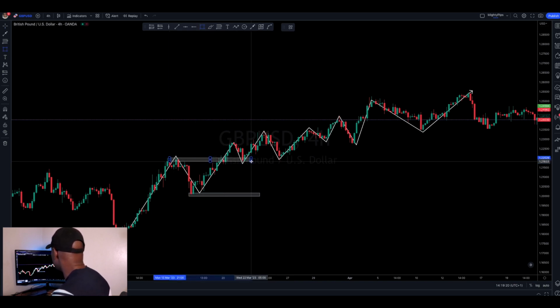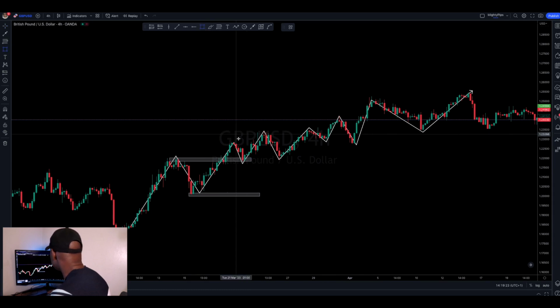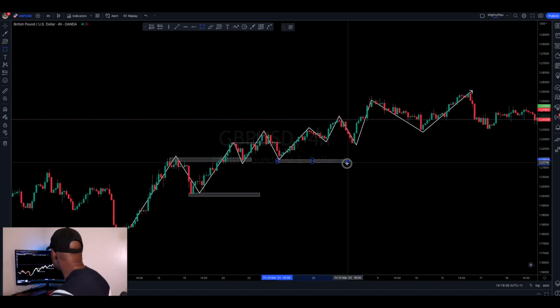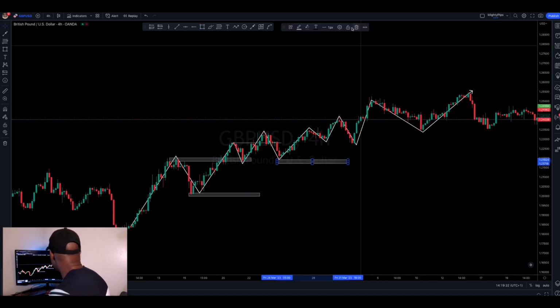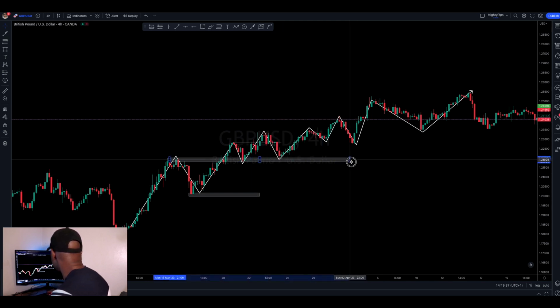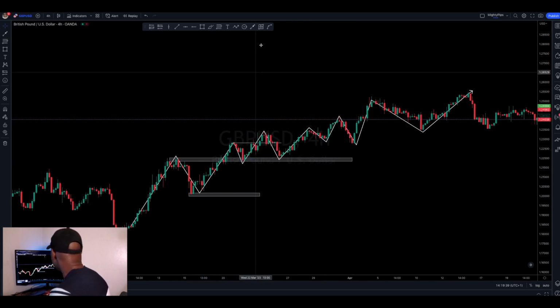Okay, that's your resistance and support. Just draw that. Don't think twice. Just draw where there are lower lows. You draw your zones. This one you can leave out. This one extends here. You can see that. Then you can draw also here.